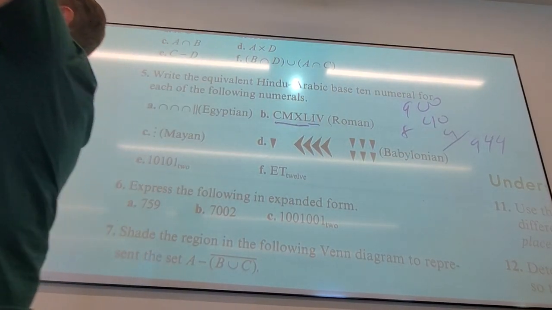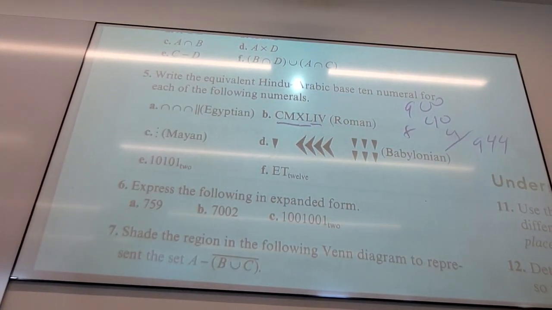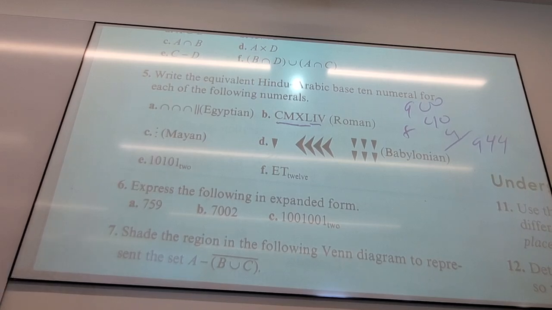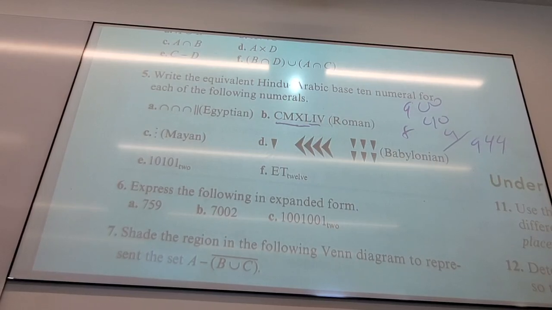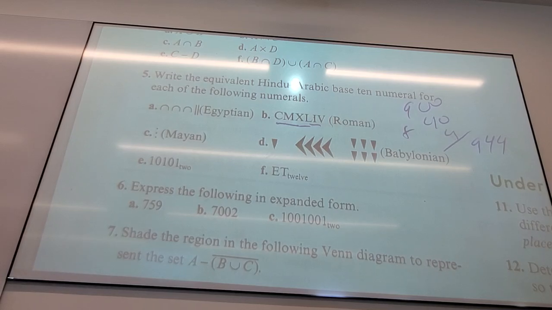So look at part C. Can anybody tell me how many places there are? Totally 3, because the blueberries would be next to each other if they were in one place. 3 places. What are the place values for Mayan? 1, 20 and 360. Don't be thinking Babylonian when you talk about Mayan. 1, 20, 360.